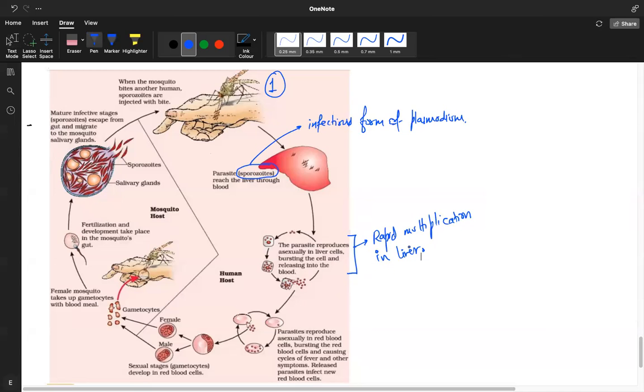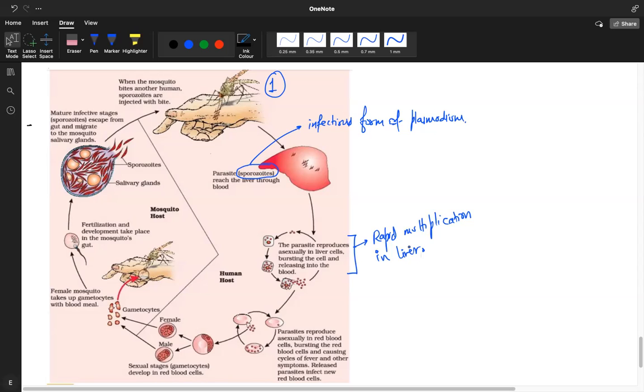Yes, Meenakshi, continue. Then the liver cells burst. The liver doesn't burst, okay? The liver cells burst, but they do not burst on their own. The virus kills them. The parasite lyses the cell, so the cell opens. That's called bursting. The cell dies.